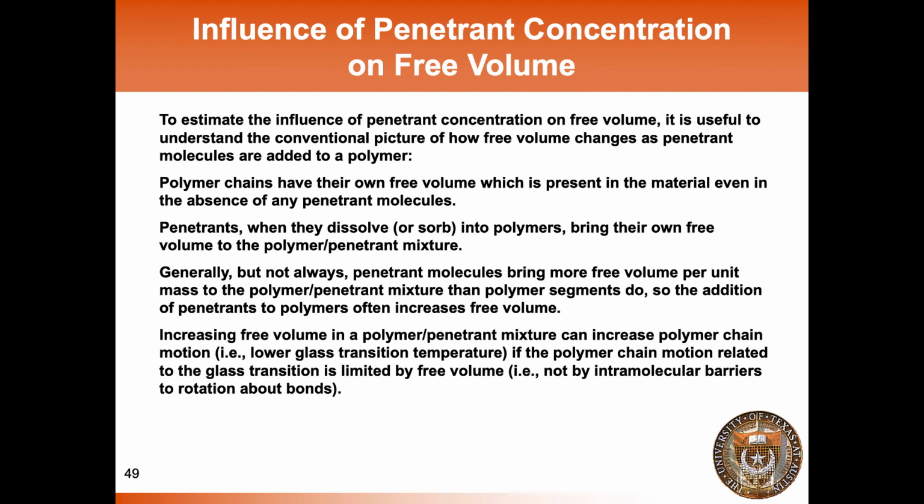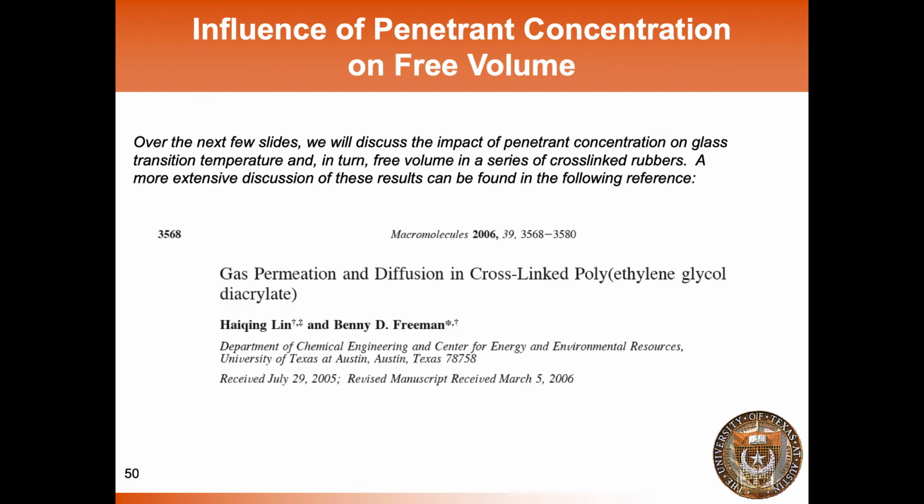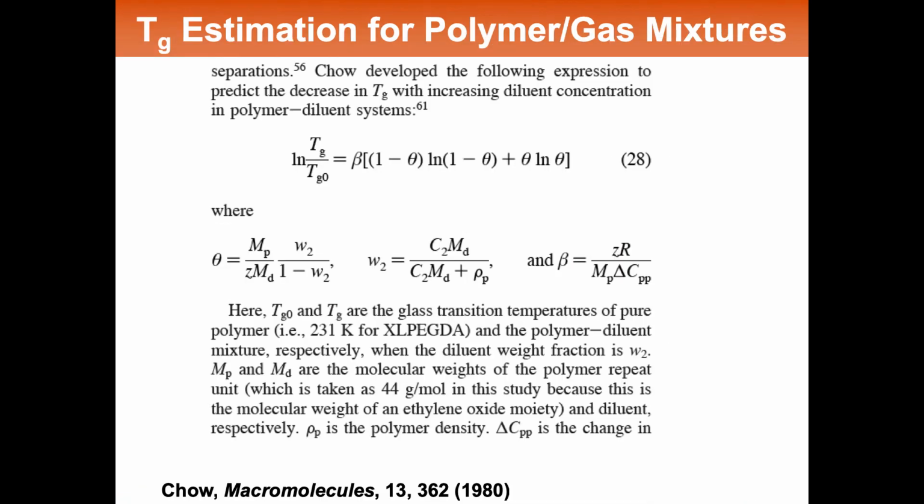But we're going to look at a case where, with flexible materials, as you increase the free volume, the polymer chain motion increases, and the glass transition temperature goes down. We'll look at it in the context of this particular paper and some related ones. And so, without going into a lot of detail, there are models in the literature for estimating how the glass transition temperature of a polymer changes as you change the concentration of a penetrant dissolved in it.